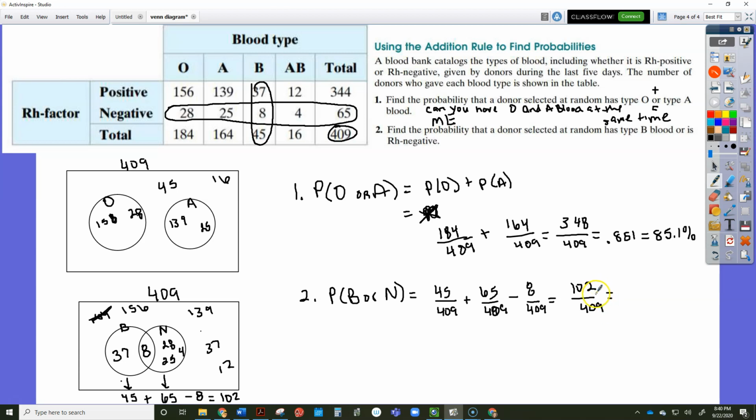And that reduces down to about 0.249, which is about 24.9%.